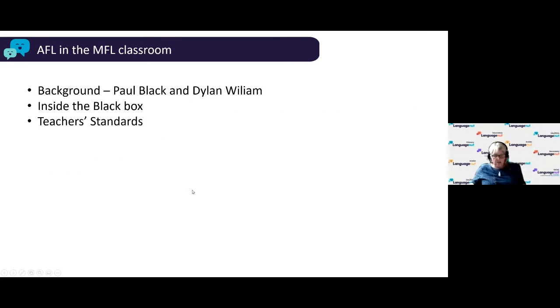Okay, so for those of us that are doing any research or are moving on to do any qualifications further than what you've already got, a little bit of background: Paul Black and Dylan William were the two professors in the UK who came up with the idea of AFL. In 1998, they recognised that what teachers and learners do is complicated and that little was understood about it. They likened the classroom to a black box, thinking about anything that is input and any outputs. They didn't really know what was going on inside it, so they set out to investigate it. What they discovered was that students who learned in a formative way achieved much better and obtained better results than other students. So that's why they called it the black box.